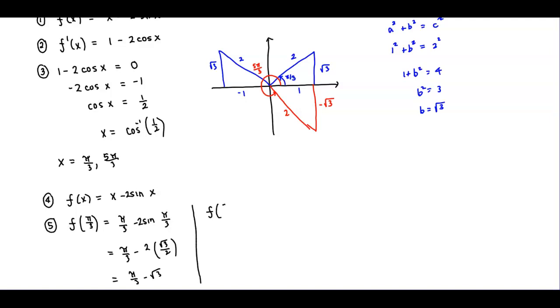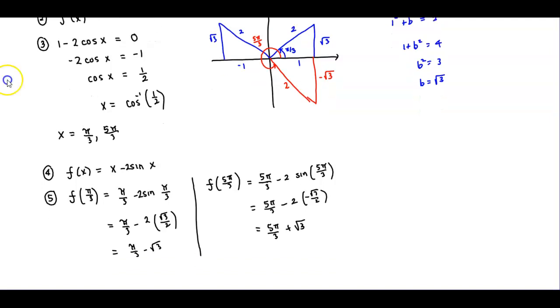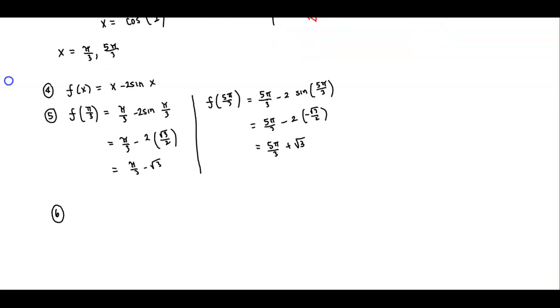Okay, then we're going to find f of 5 pi over 3. And so that's equal to 5 pi over 3 minus 2 times the sine of 5 pi over 3. The sine of 5 pi over 3 is negative square root of 3 over 2. So this ends up giving us 5 pi over 3 plus the square root of 3. Okay, so that means that our two values for x are pi over 3, and then the y value is pi over 3 minus the square root of 3, and then we have 5 pi over 3, and that's 5 pi over 3 plus the square root of 3.